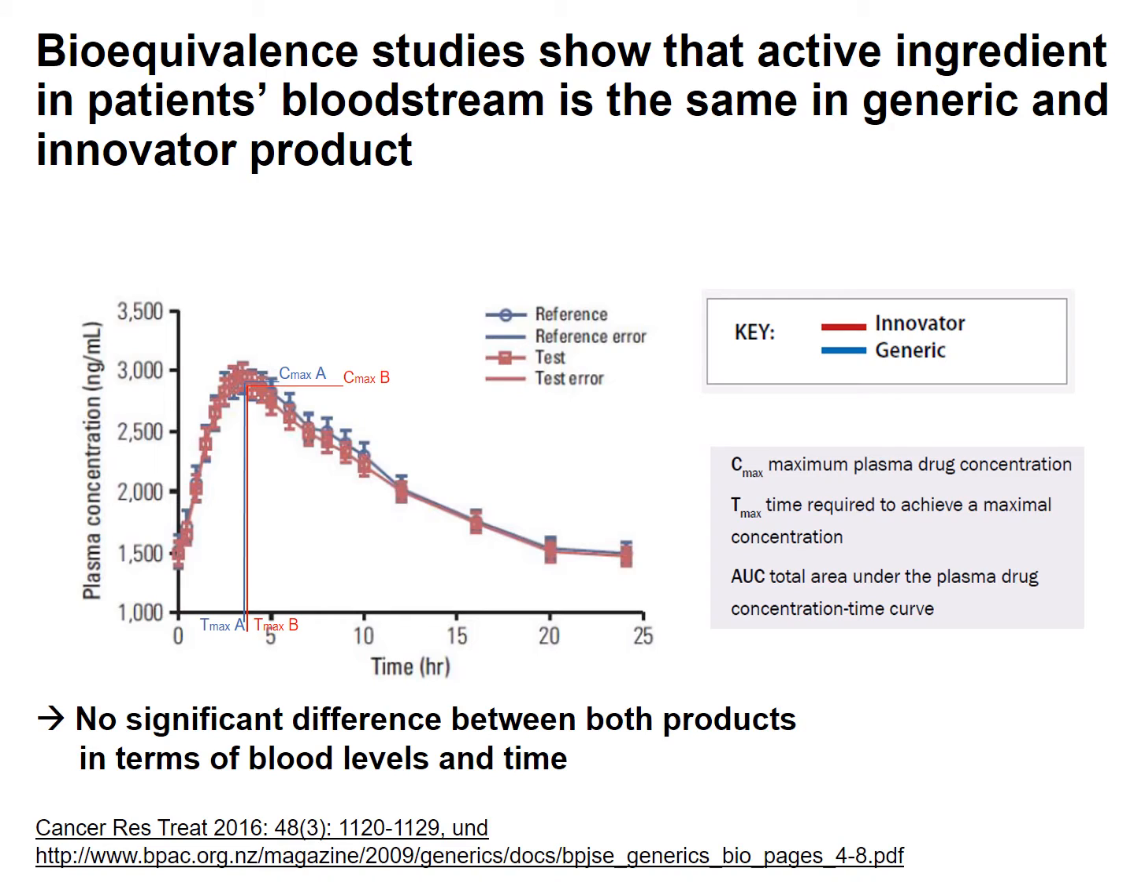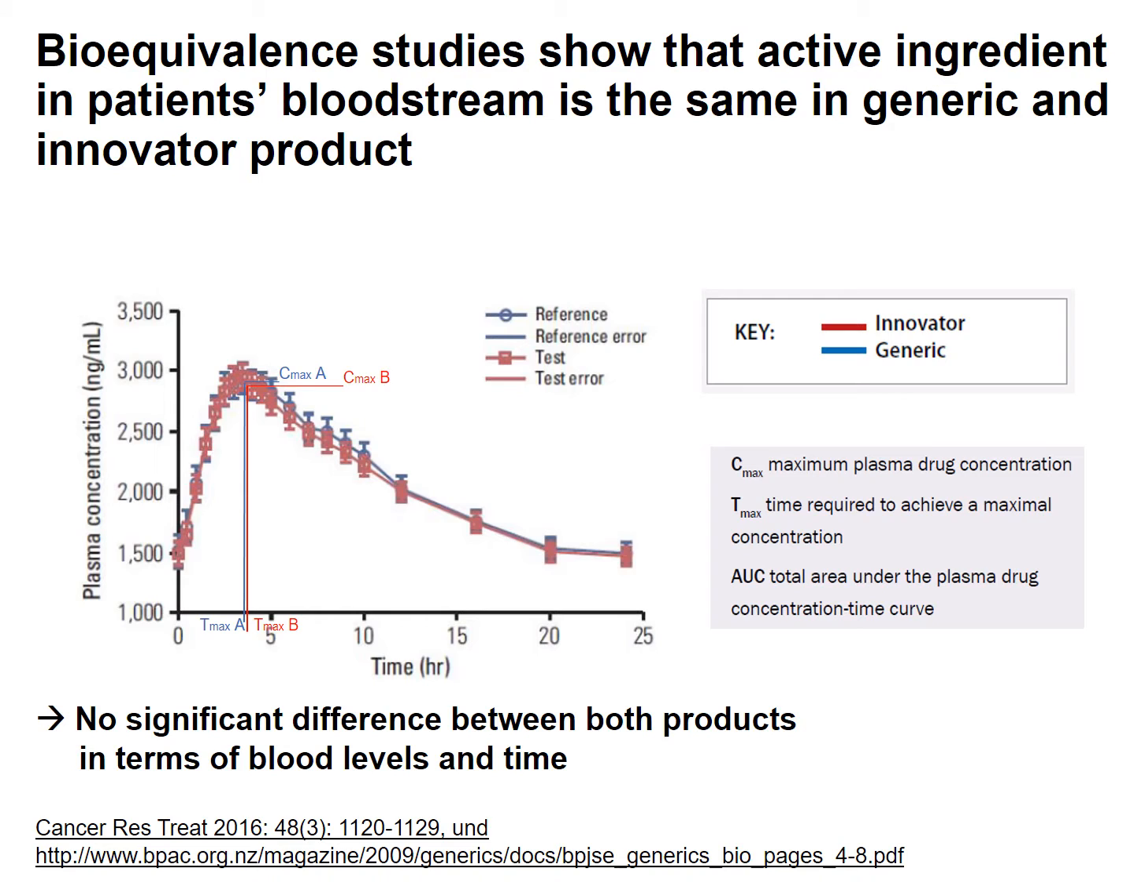These are bioequivalence studies, and you can see in this chart, on the horizontal axis, the time in hours, and on the vertical axis of the graph the plasma concentration. So what is the concentration of the drug in the body, in the plasma, in the blood over time.